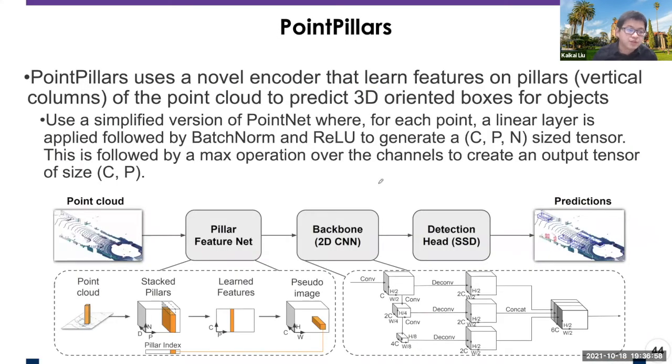First, we do the VFE, voxel feature encoding. From this part, the voxel feature encoding is the previous PointNet. What they do is apply a linear layer followed by batch normalization and ReLU to generate a C by P by N sized tensor.